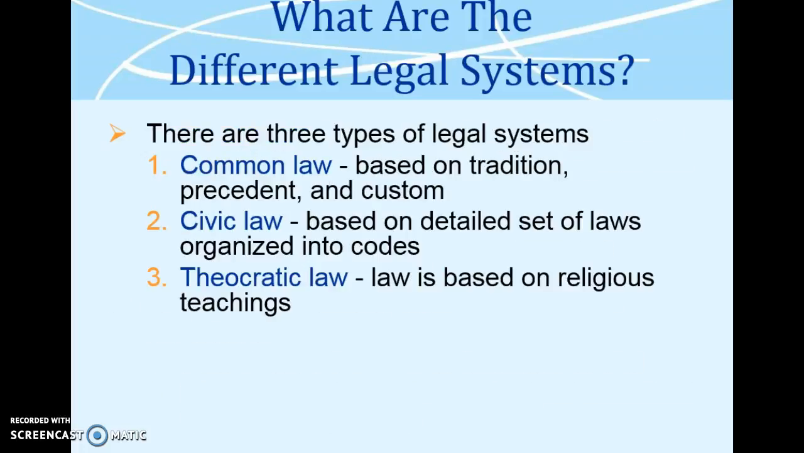What are the different legal systems? There are three types of legal systems. 1. Common law, based on tradition, precedent, and custom. 2. Civil law, based on a detailed set of laws organized into codes. 3. Theocratic law. Law is based on religious teachings.